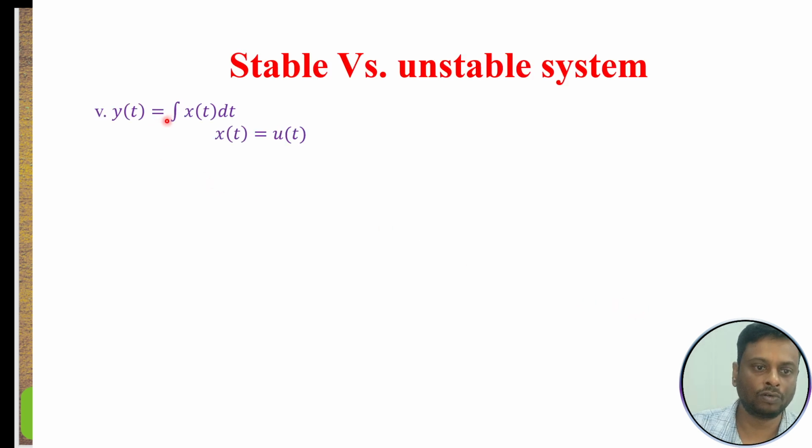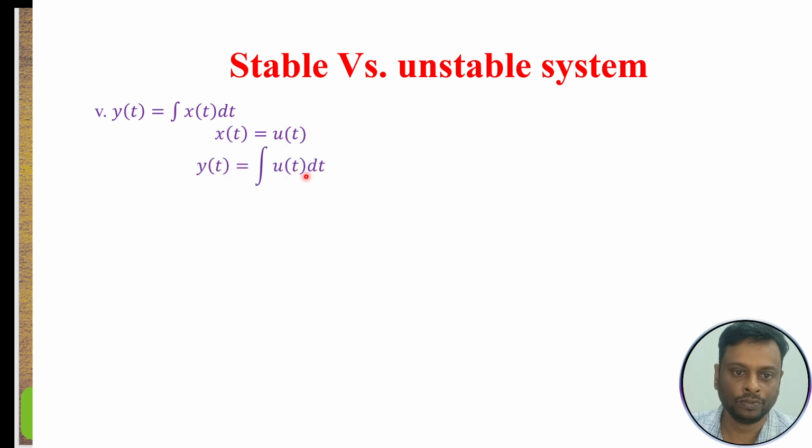So here also y of t is the integration of x of t. So x of t we are applying as a unit step signal, it is a test signal. So integration of u of t dt will be a unit ramp signal. So r of t. So what is r of t?